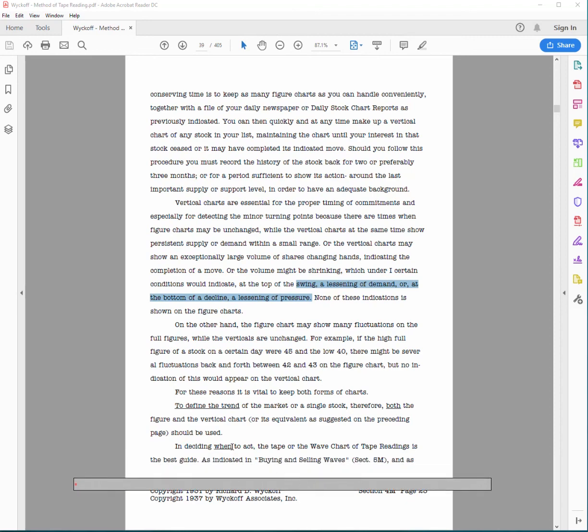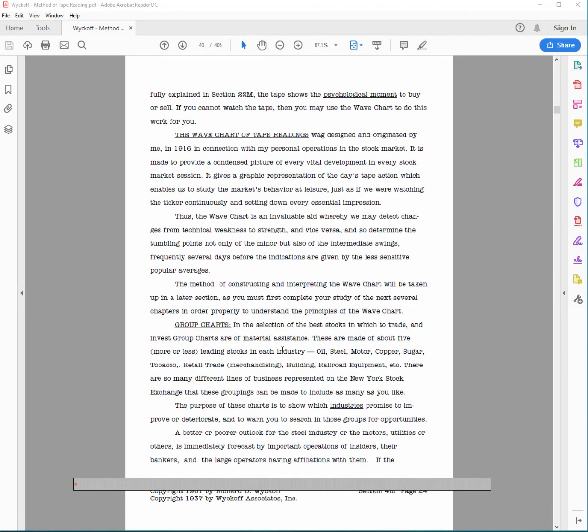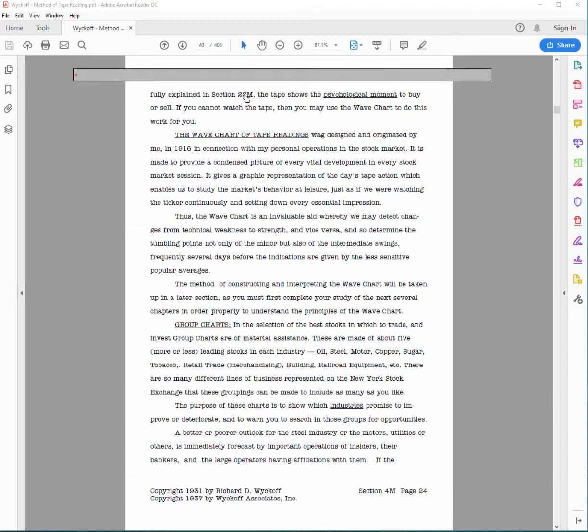In deciding when to act, the tape or the wave chart of tape reading is the best guide. This is what I've been saying before, that the second division of the course is what is used for entry when combined with the first division of the course. This is something nobody does that I know of, but we'll see. But I mean, it can be done.